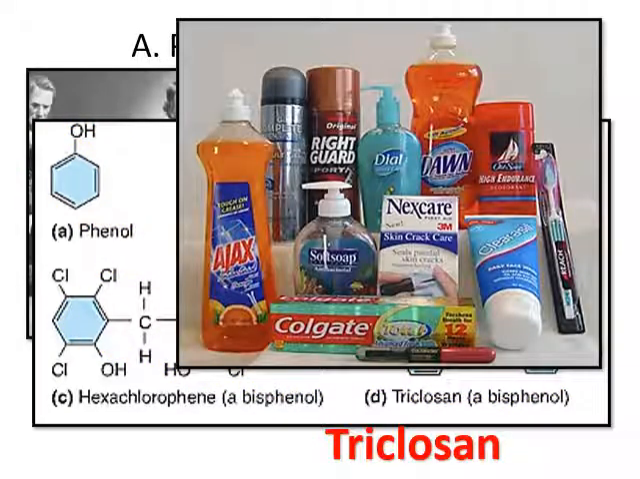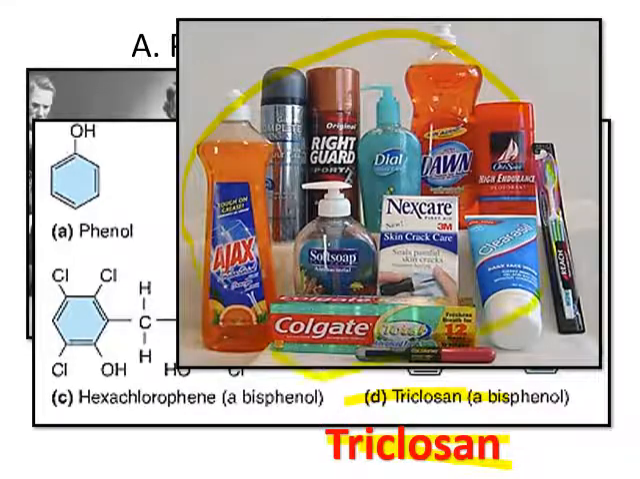Okay, so triclosan is a brand name for one of the bisphenols. It's this one here, right? And if you look on a lot of these soaps and toothpastes and mouthwashes that claim to be antimicrobial soaps, you'll see that they have triclosan, right? But I don't advise using them because number one, soap kills bacteria anyway. So why do you need to add another chemical to the soap?